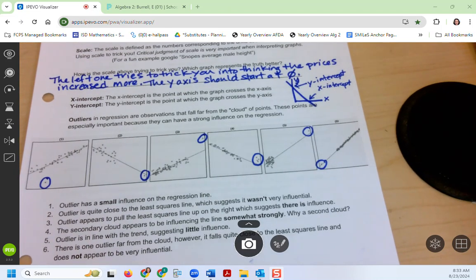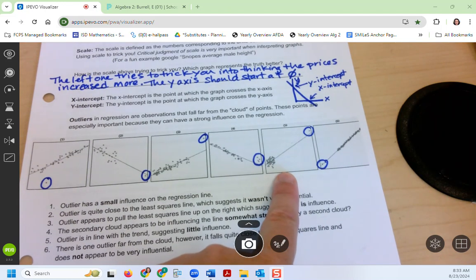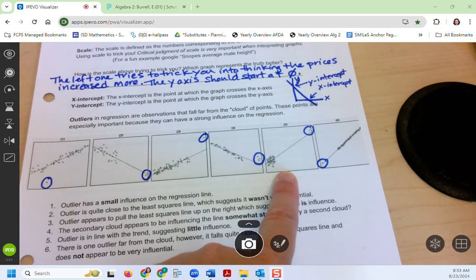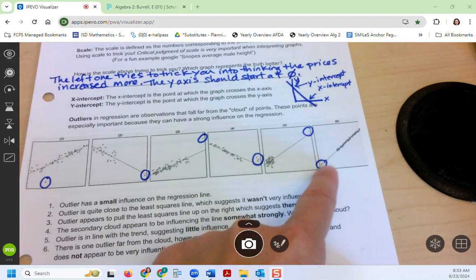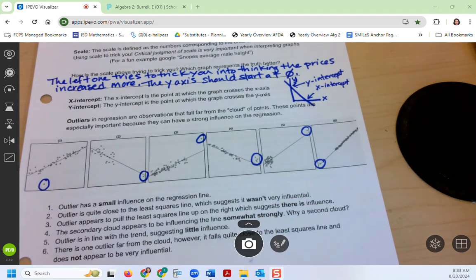Sometimes an outlier is real, meaningful data, but sometimes the outlier just reflects a mistake in data collection, or just a mistake in general. Let's see, this one over here, number 5, it says because the outlier is close to the trend, there's little influence. And then number 6, it says that the outlier is far from the rest of them, but it's still on the trend. So those are all interesting to note, outliers. Next page, correlation coefficient.